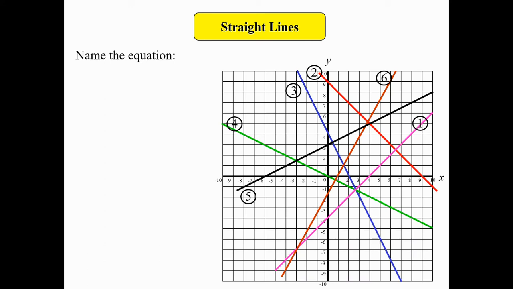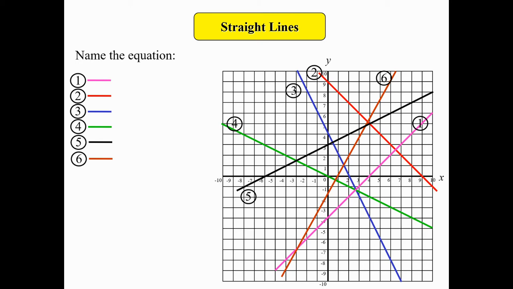Hi guys, the topic for this video is rearranging equations so that they are in the form y is equal to mx plus c. As a starter, what I'd like you to do is name these equations, 1 to 6. What are they? What you need to do is work out the gradient of the lines first, and you can easily work out what the y-intercept is.